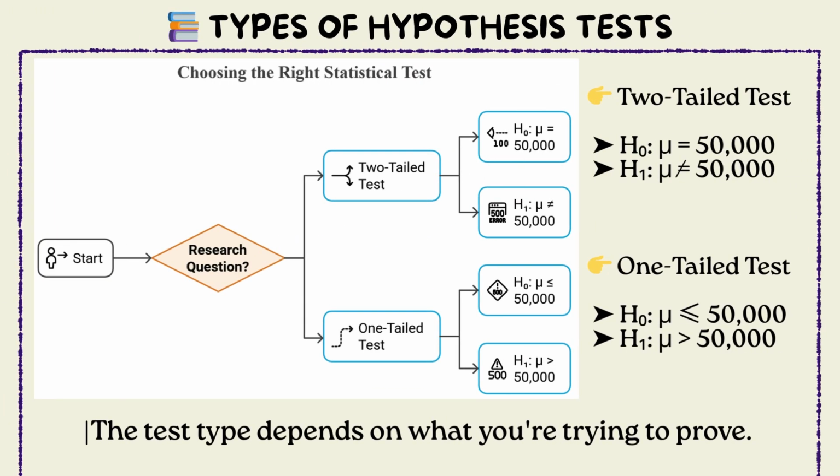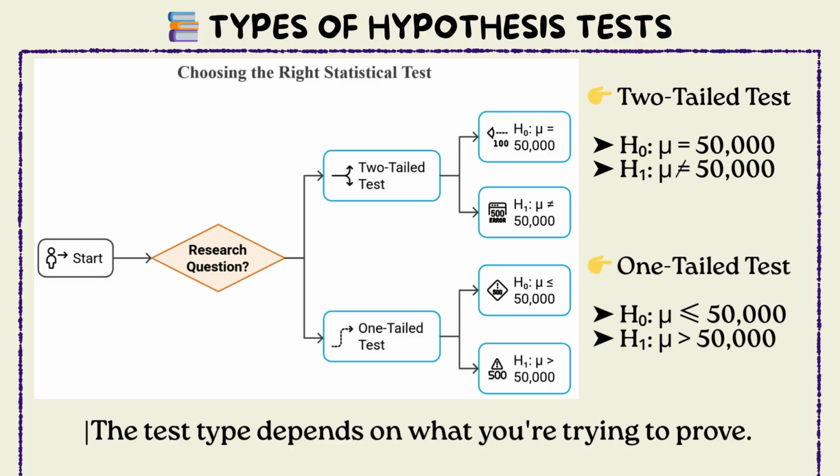Types of hypothesis tests. There are 2 types of tests, depending on your research question. Two-tailed test checks if a value is simply different, either higher or lower. Used when you're not sure about the direction of change. One-tailed test, used when you expect a specific direction, either an increase or a decrease. The test type depends on what you're trying to prove.